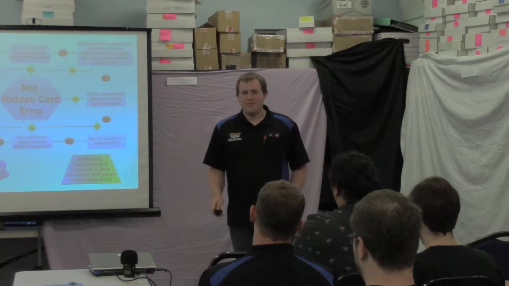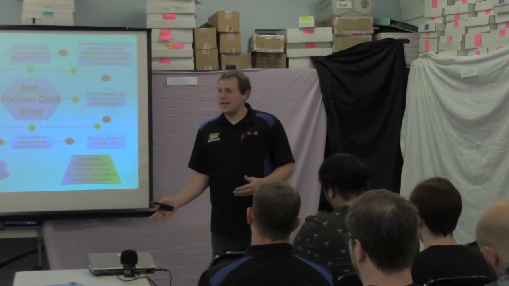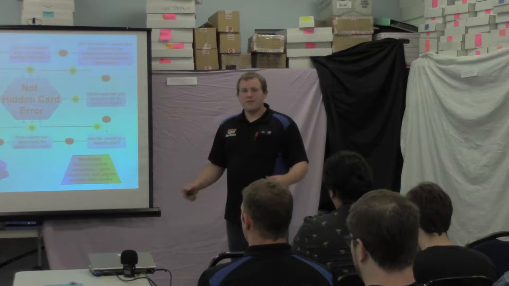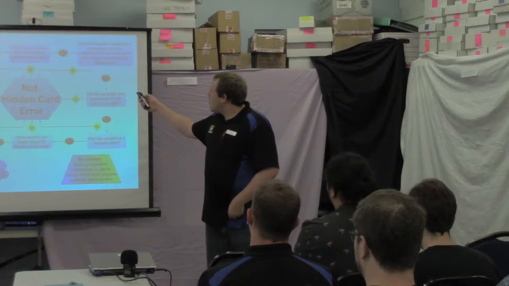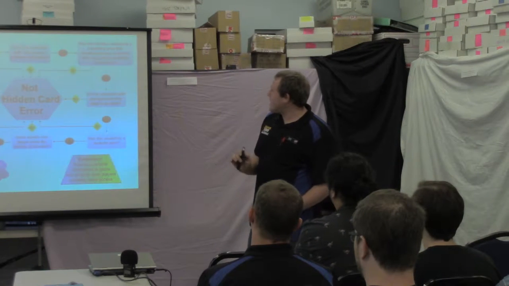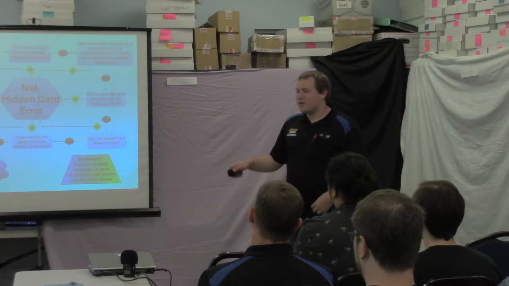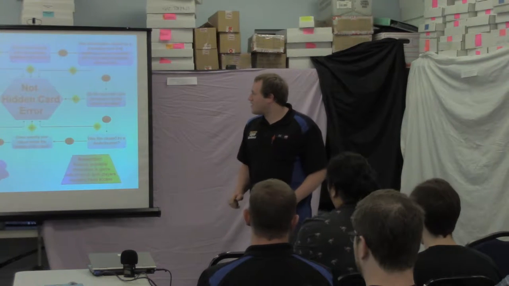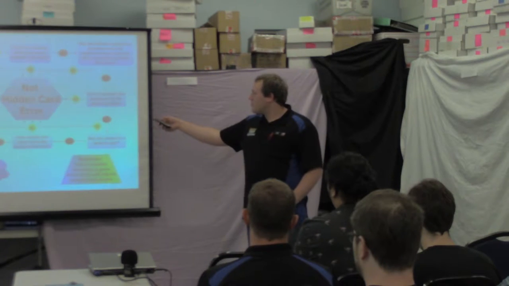But you didn't. You had the opportunity, as the opponent of this person who did this gameplay error, to call a judge and fix this entire mess. You didn't. So, was this situation caused by a preceding error that could have been corrected with only publicly available information? If it could have, it is not hidden card error. If it's not that situation, we move on to the next thing.